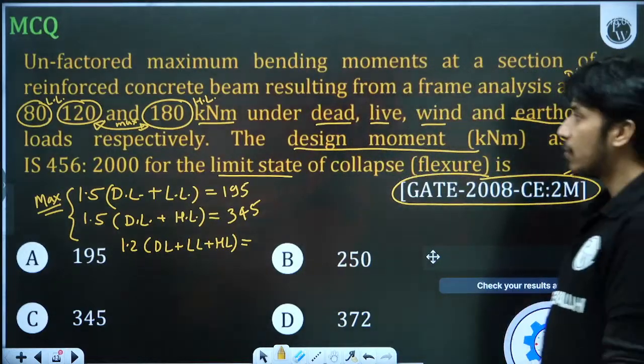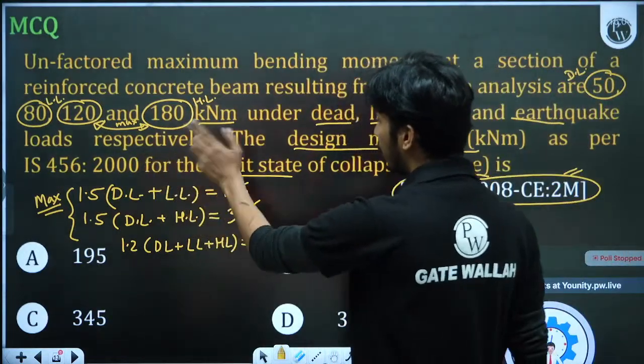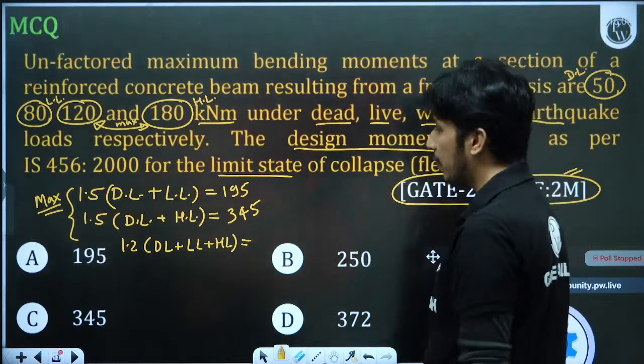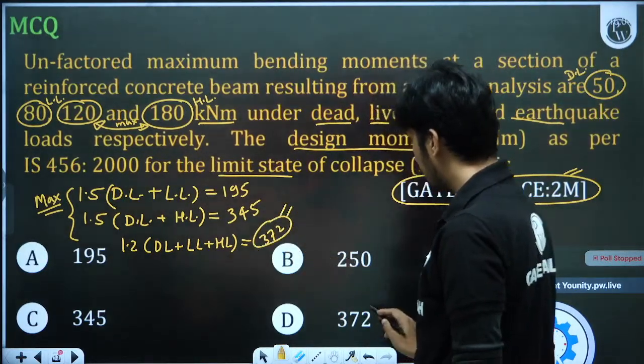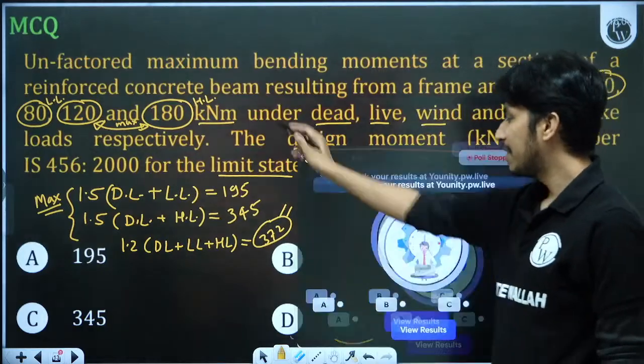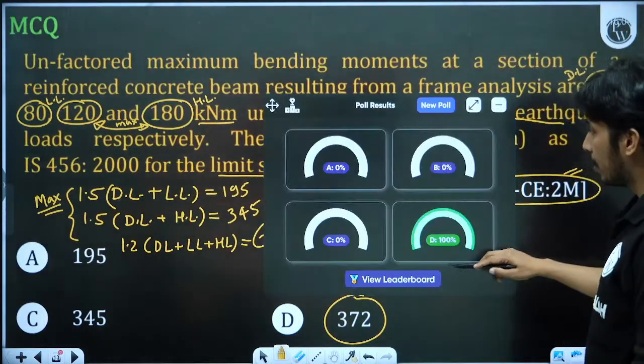So 180 is the horizontal load, 80 is the live load, 260 plus 50 is 310. 310 into 1.2 is 372. This is the maximum value. This is given in the D part, so D is the correct answer of this question. I think this is clear.